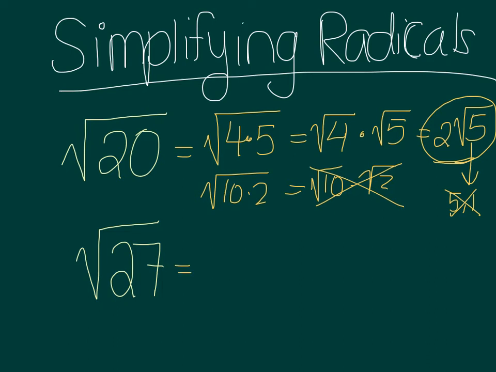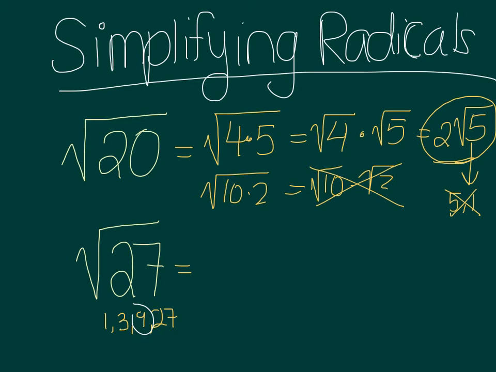All right, let's look at one more. So I see the square root of 27. So I'm going to think to myself, do I know any factors of 27 that are also perfect squares? Well, factors of 27 are 1, 3, 9, and 27. And are any of those perfect squares? Yes. 9 is a perfect square.